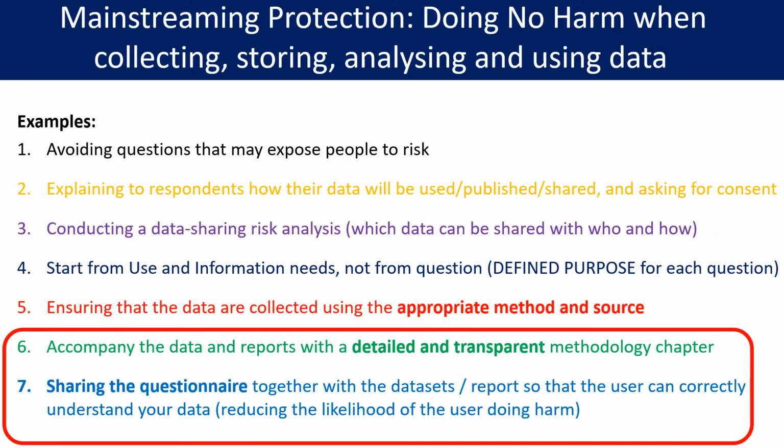Let us now see the last two ways to mainstream protection and do no harm in our information management activities. As in the previous examples, these are also related to the PIM principle of competency and capacity. One is accompanying the data and reports with a detailed and transparent methodology document or chapter, and the second is to share the questionnaires with the dataset or the reports so that the user of this data does not misunderstand our data and does not do harm by mistake.